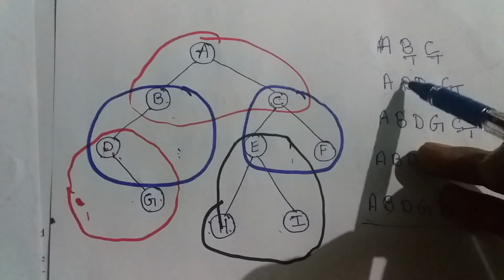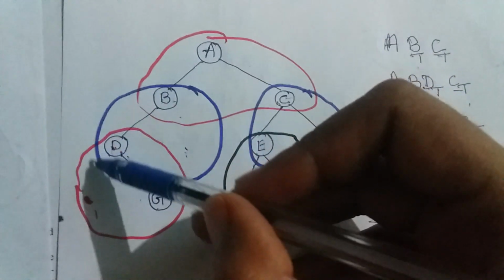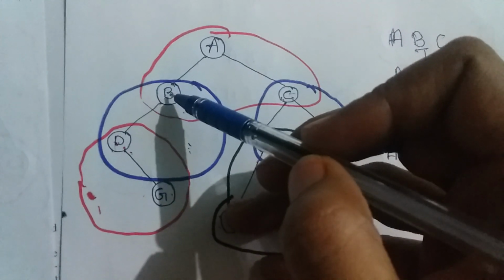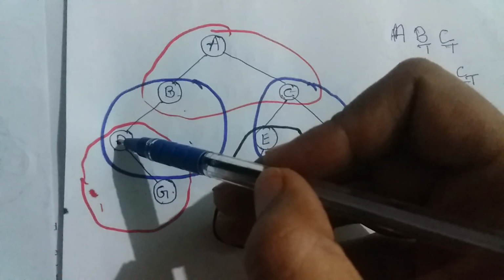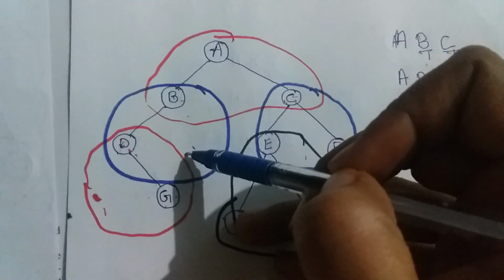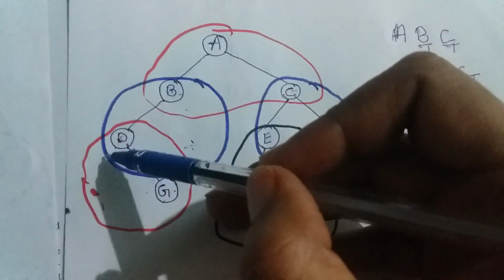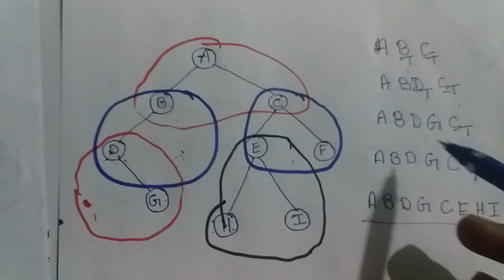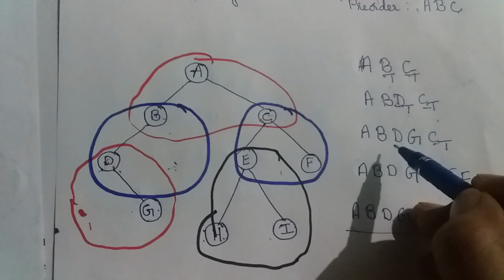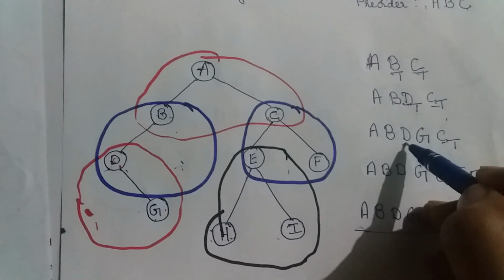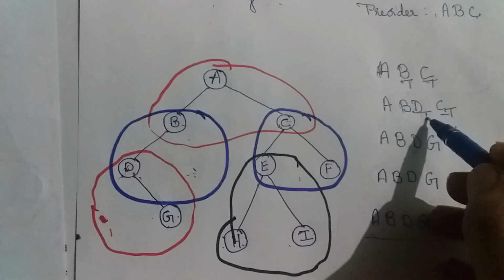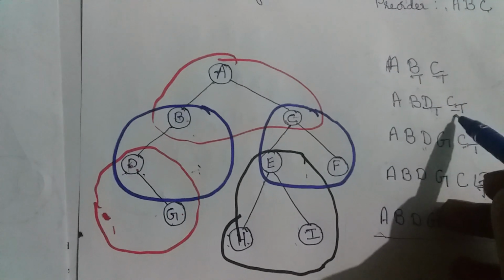If I consider the node B, in the diagram I have marked it in blue color. For the B subtree, I consider root, left and right. Here the right subtree does not exist, so I apply the same technique: root, left. So I am writing B and D. D has to be traversed again, so I can write it as B, DT. I have written it like that, and C is copied as it is.